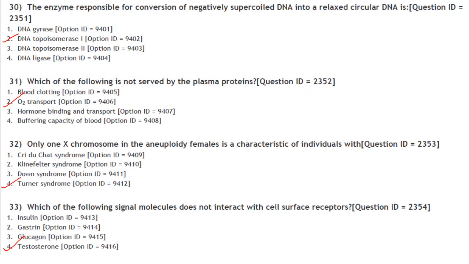The enzyme responsible for conversion of negatively supercoiled DNA into a relaxed circular DNA. So they have asked for the enzyme that will convert a negatively supercoiled DNA into a relaxed circular DNA. So it is topoisomerase 1. And topoisomerase 2, it introduces negative supercoiling.